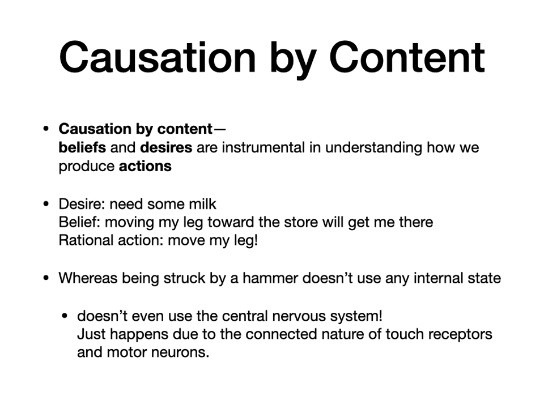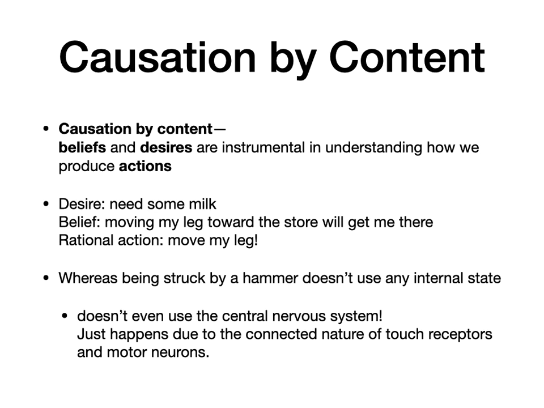Whereas your knee being struck by a hammer doesn't use any internal state. It doesn't need any kind of internal explanation. There's no explanation really required apart from your nervous system, just how it works. The connected nature of your touch receptors and your motor neurons, and the way that deforming the cell wall of a particular set of neurons might cause a chain reaction of the other ones, all that does not require a mental explanation.